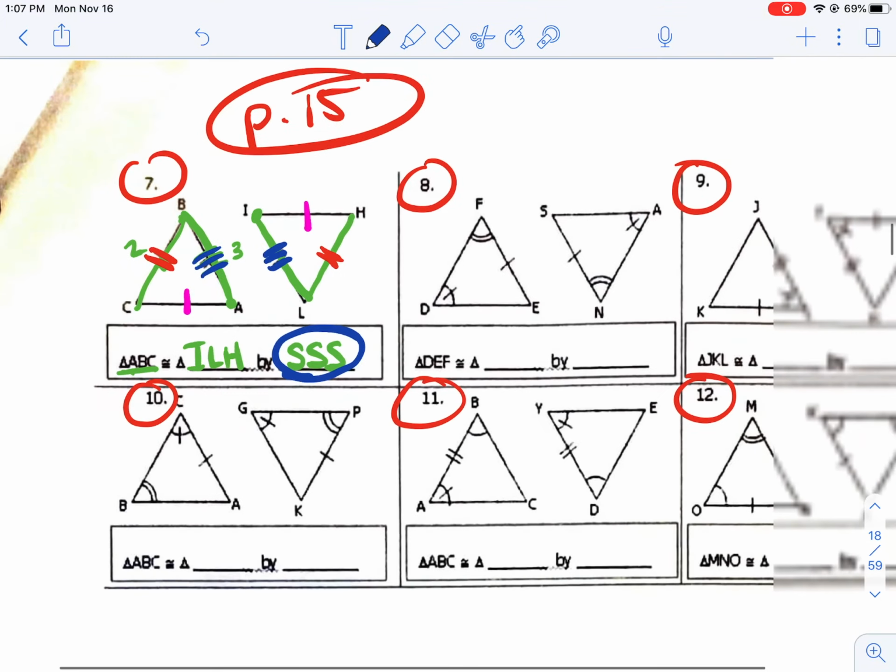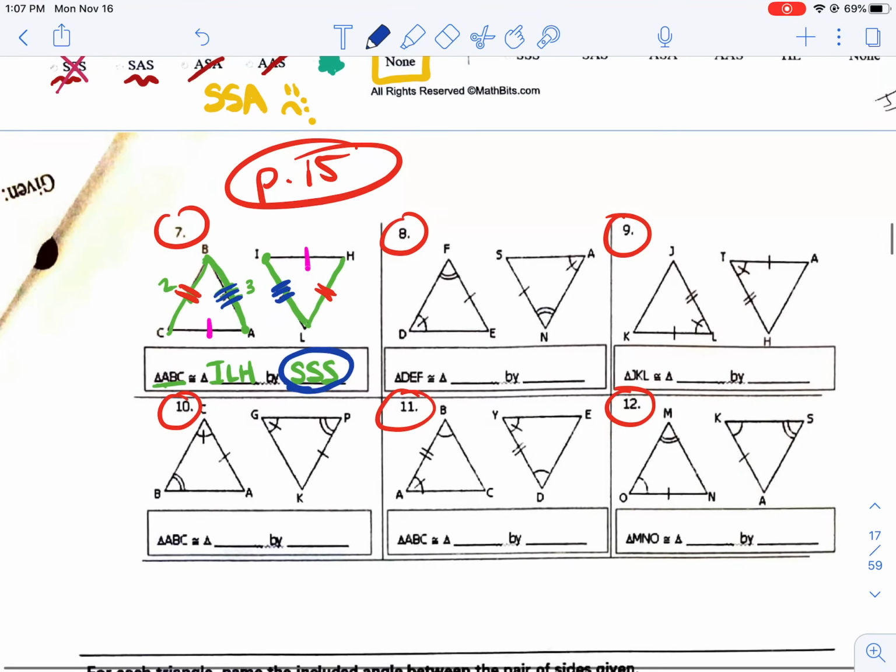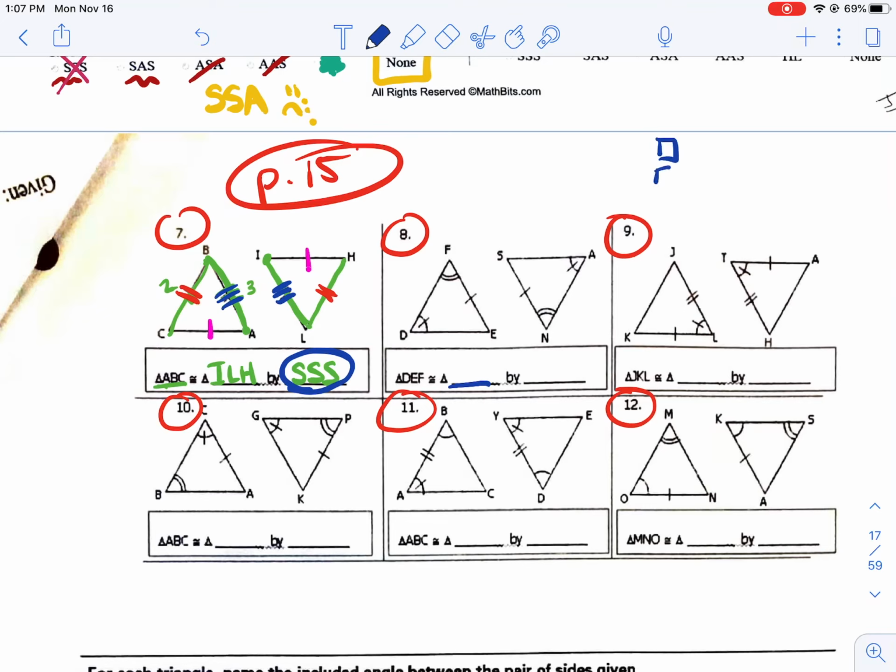So in all of these, 8 through 12, if you could do the same thing, finish your congruent statement, and then choose one of the 4 reasons, which are, ASA, to show why triangles are congruent.